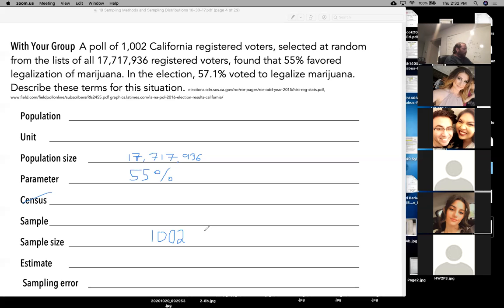The units, the people that I asked, that would be the sample. There's 1,002 in that sample. So they should say sample of units.